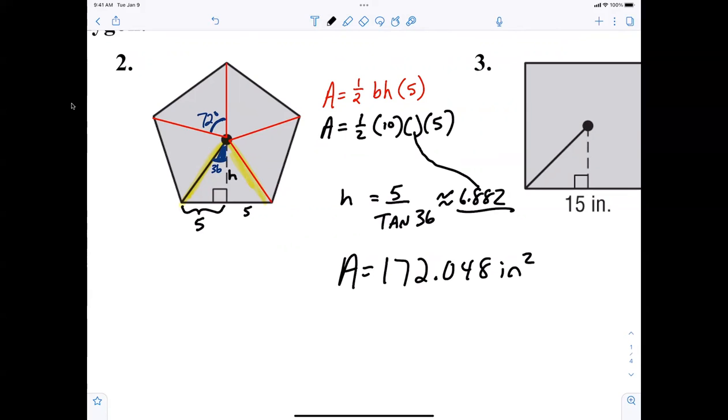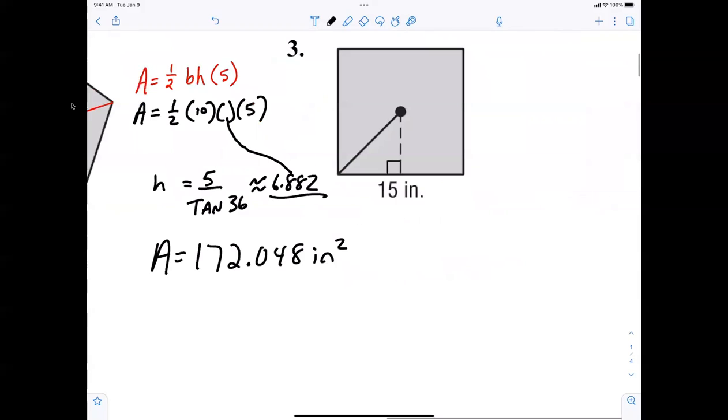Now, if you have no other questions, we're just going to move right on to number 3 and show you how silly this is. This is a what? Square. Why would I do 1/2 perimeter times the apothem? That would be silly, right? Absolutely silly, right? The area is what?